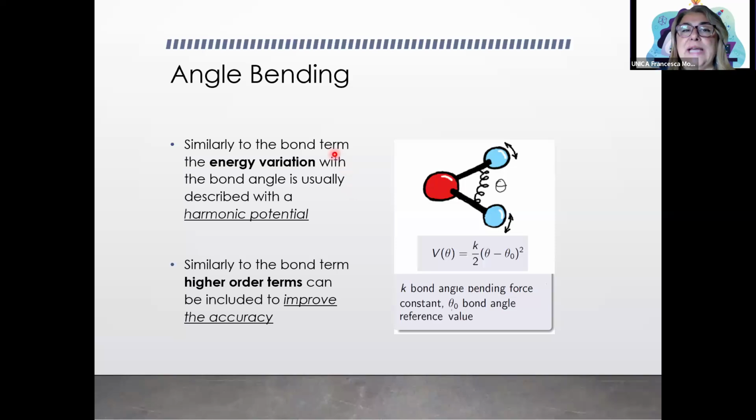Let's now consider the other bonded term, the angle bending. Similar to the bond term, the energy variation with a variation in the bond angles is usually described with a harmonic potential, so with an equation very similar to the one that we saw for the bond length. And similarly to what we saw for the bond stretching, we can include higher order terms to improve the accuracy.